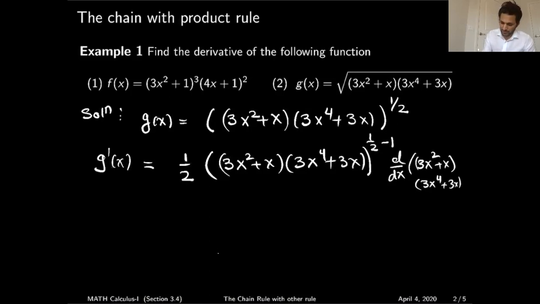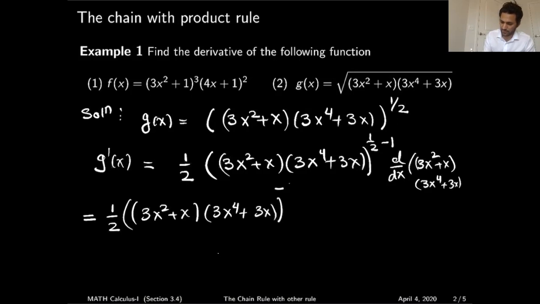So now I will write down the product here. This is 1/2 times (3x² + x) times (3x⁴ + 3x) raised to the power -1/2, because 1/2 minus 1 is -1/2. And since this is the chain rule, this is the product rule, sorry, and I will use the product rule here, which means taking the derivative of one function at a time.